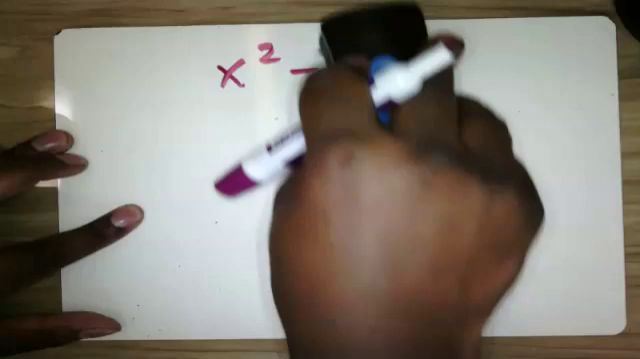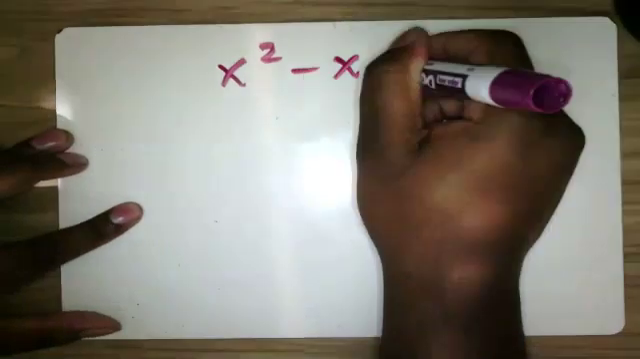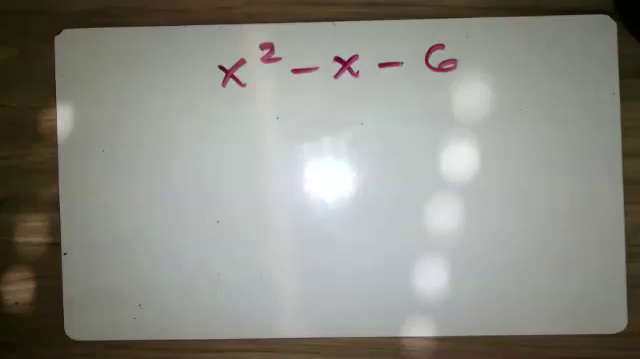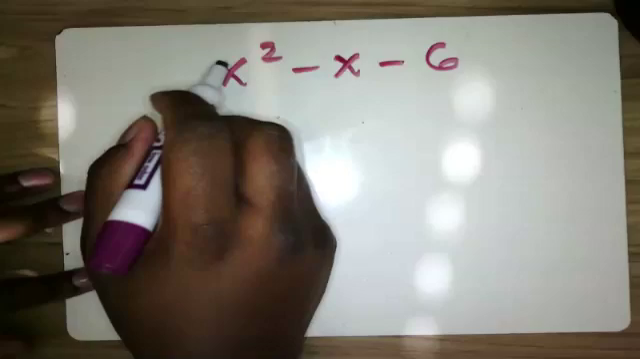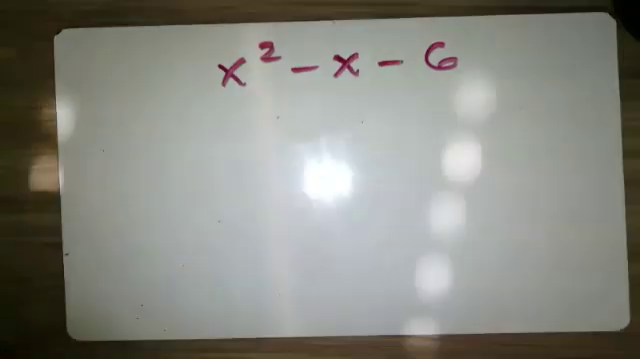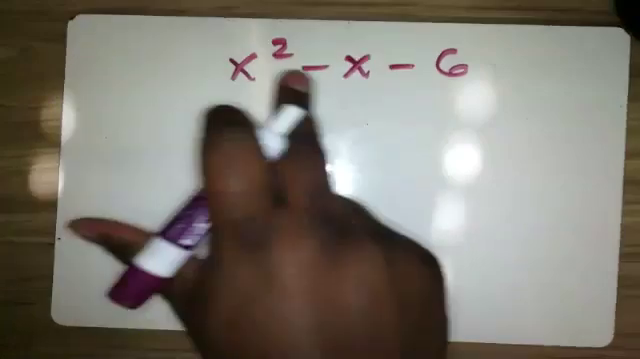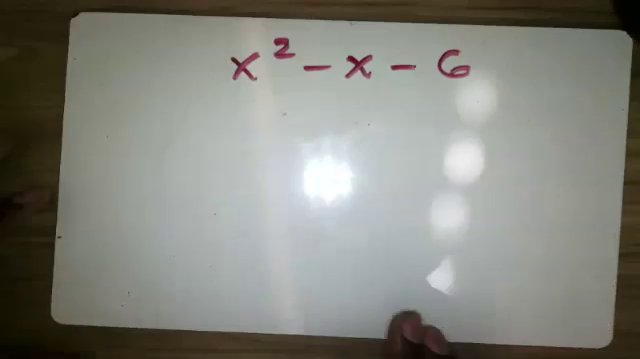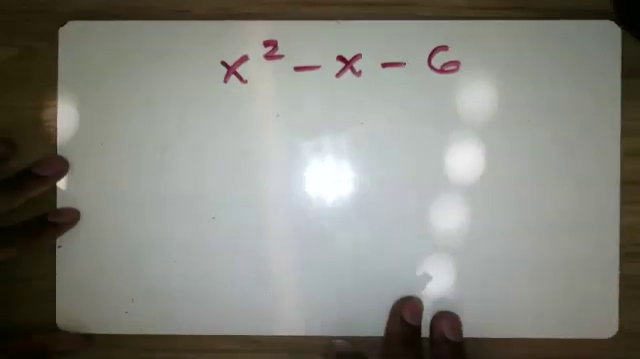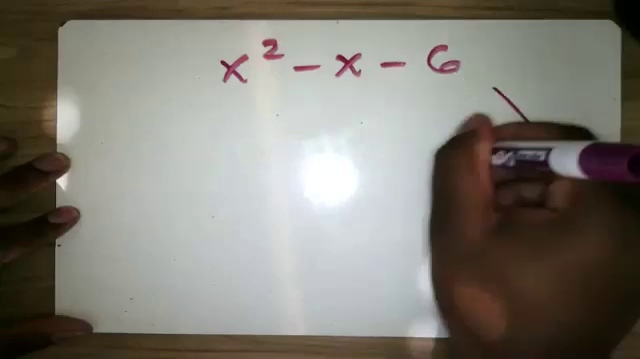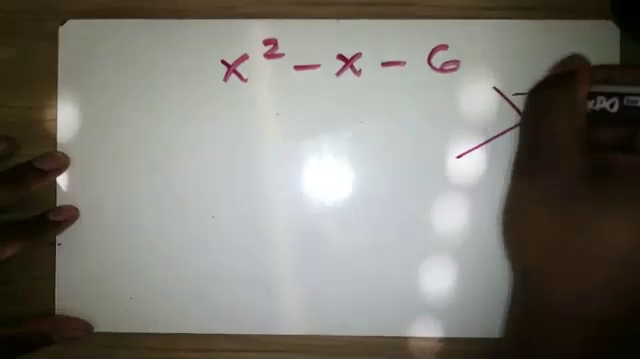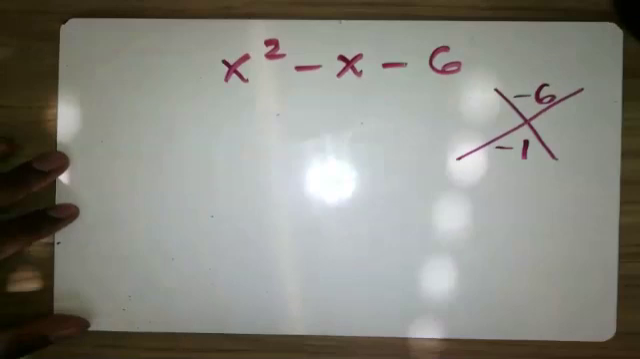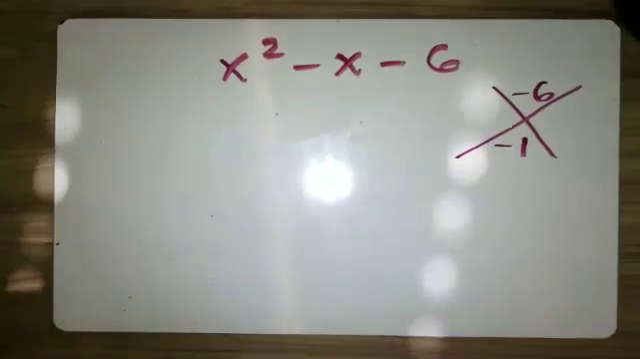x squared minus x minus 6. All right. Well, in this one, let's figure out what a is. Well, a is definitely equal to 1, because you can imagine there's an imaginary 1 right here. b is, in this case, going to be -1, and c is going to be -6. So in this case, we're going to need two numbers that multiply to give us -6, but add to give us -1.